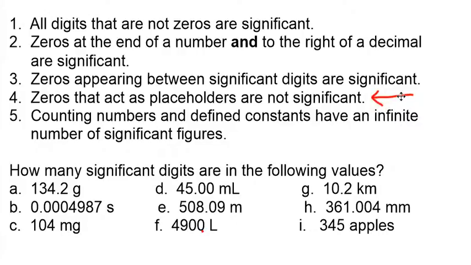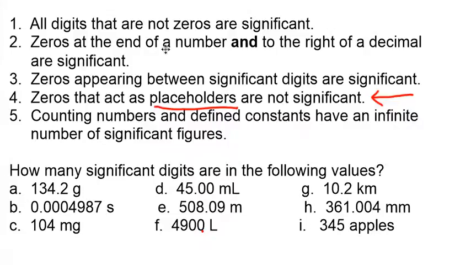There are going to be values that have zeros in them, and in some cases the zeros are going to be significant, as in number 2 and number 3. But in some cases, if those zeros are just placeholders, those zeros are not significant. And I'm going to show you B for that. So if we look down here for practice B, we have 0.0004987. So we know that all digits that are not zeros are significant. So we know the 4, the 9, the 8, and the 7 are significant. But now we need to figure out whether the 0, 0, 0, and 0 are significant or not.